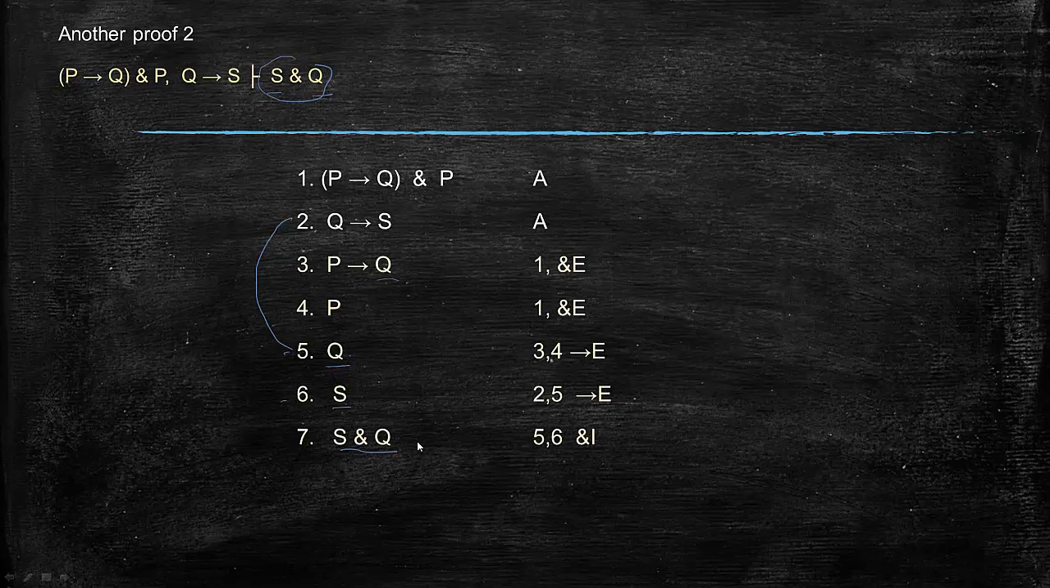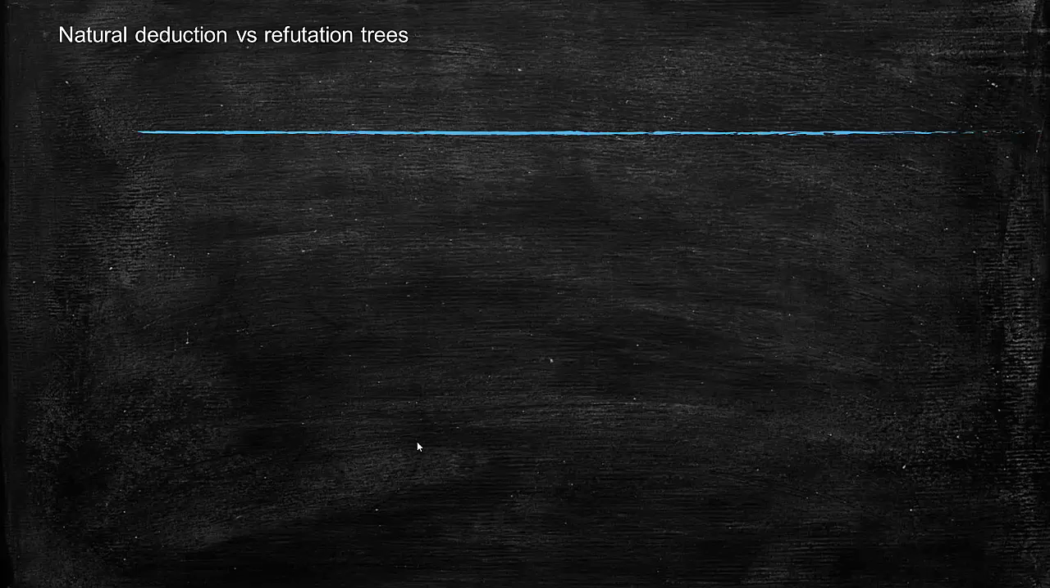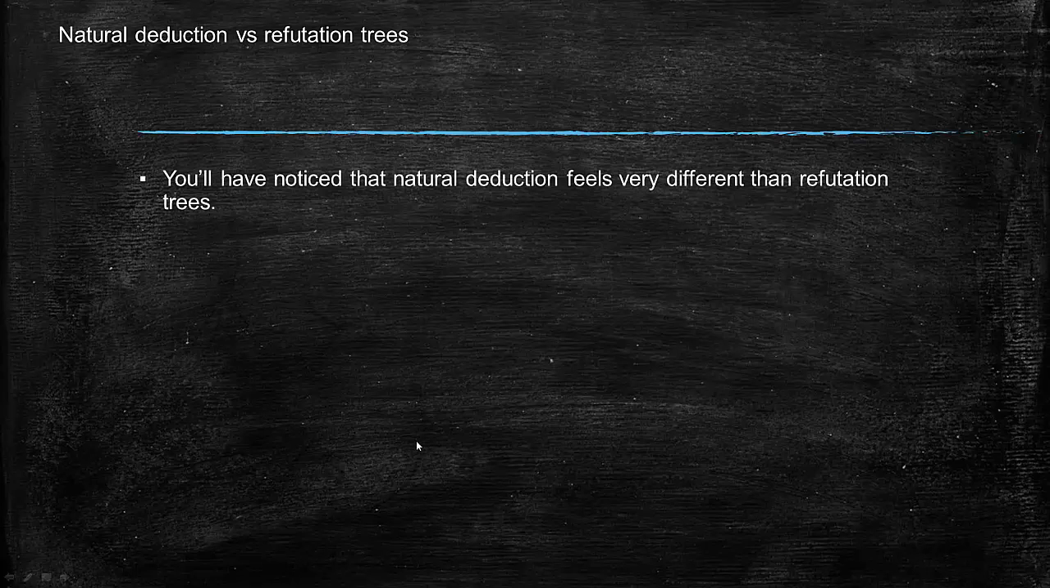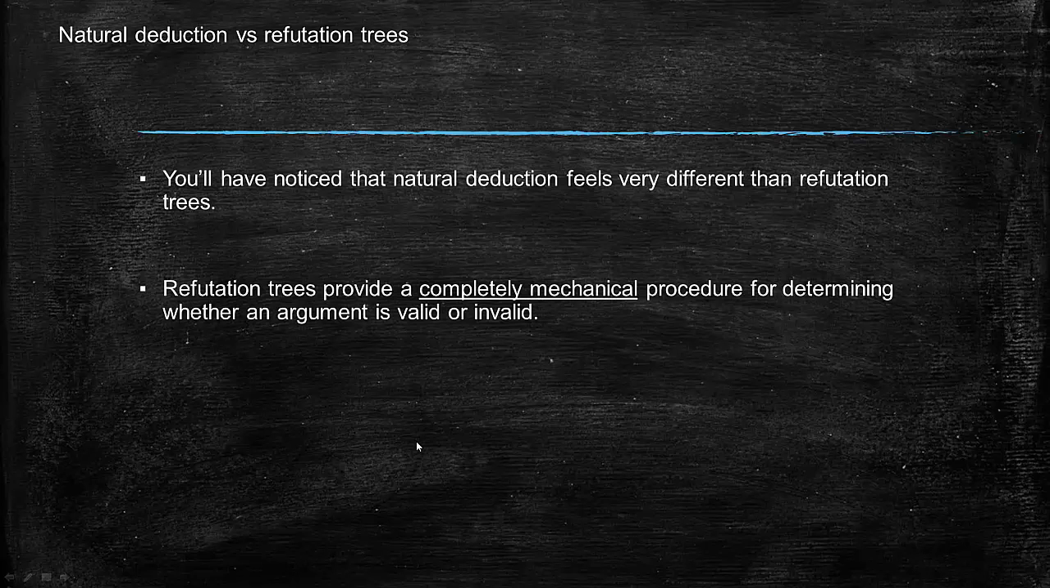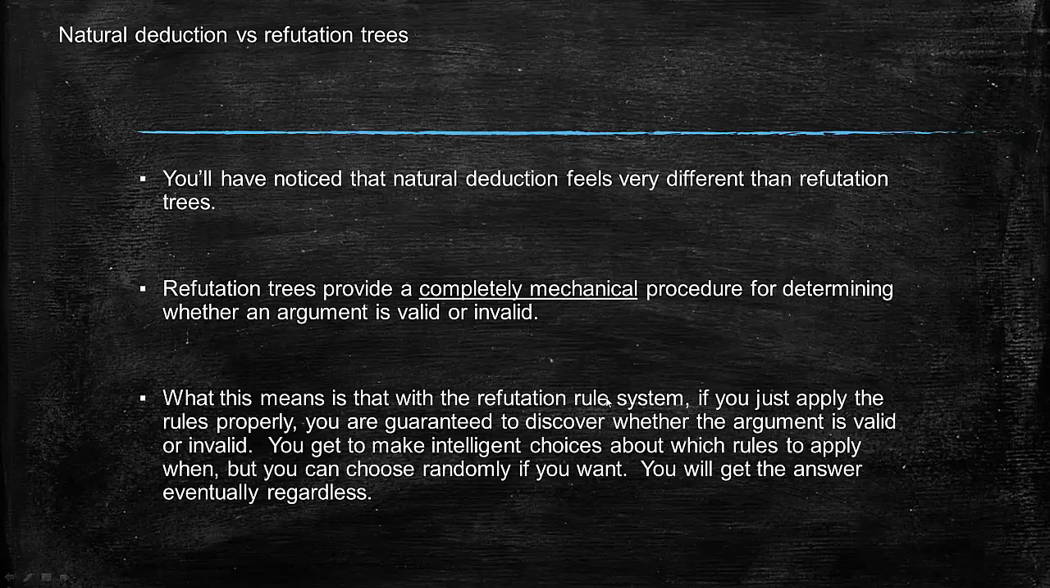So right now, let's just review a little bit about the difference between natural deduction and refutation trees. You'll have noticed that this natural deduction feels very different than refutation tree rules, than the refutation tree system. And that's because the refutation tree system is a completely mechanical procedure. In class, I've said that a machine can do this. This is what we call a decision procedure that will determine whether an argument is valid or invalid.